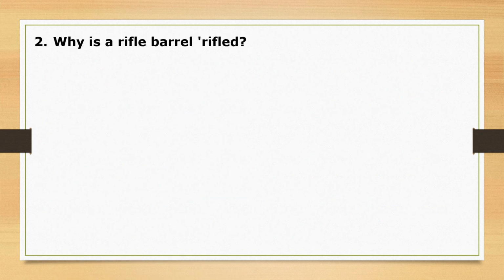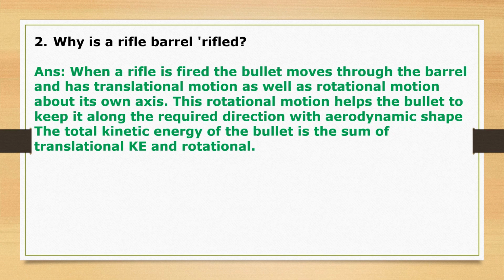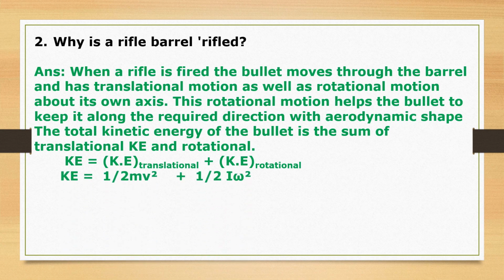Question number 2, why is the rifle barrel rifled? Its answer is, when a rifle is fired, the bullet moves through the barrel and has translational motion as well as rotational motion about its own axis. This rotational motion helps the bullet to keep along the required direction with aerodynamic shape.